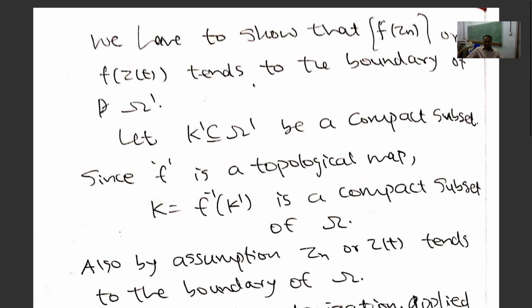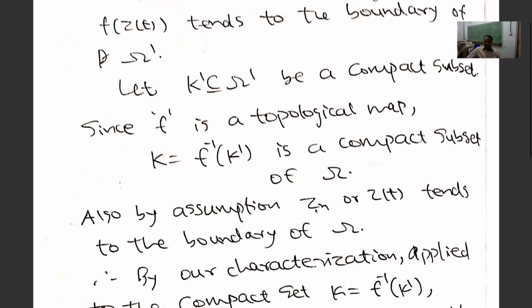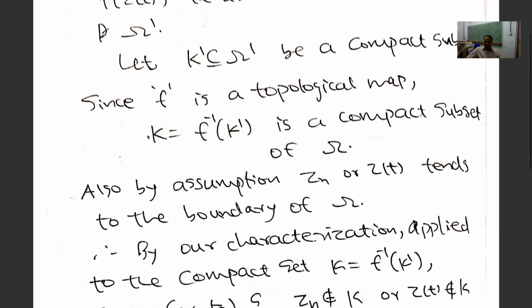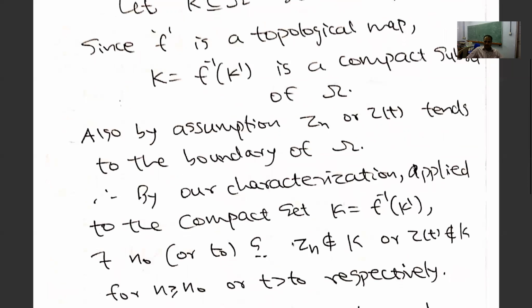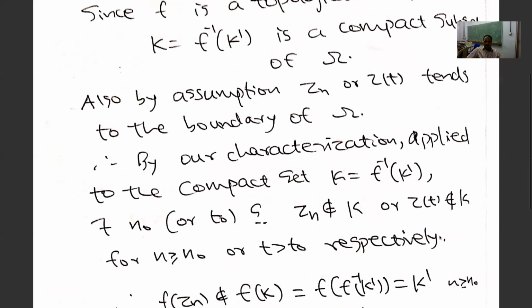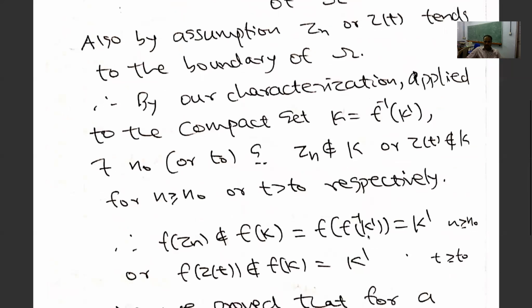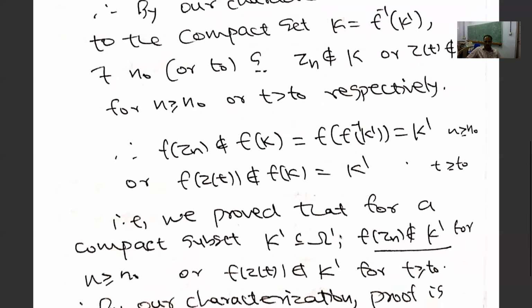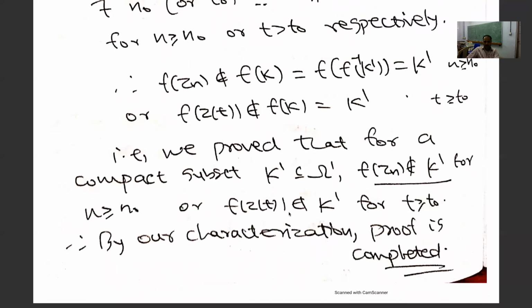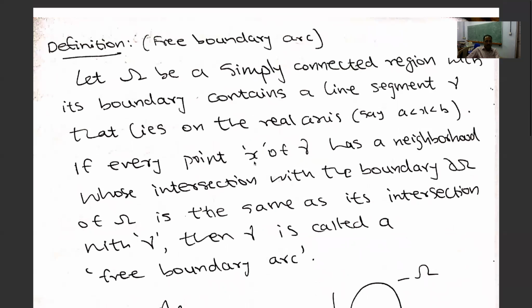So, assume that Zn tends to the boundary, or Zt tends to the boundary. We want to prove that its image also has the property. We start from a compact subset of omega prime. Let K prime, a subset of omega prime, be a compact subset. Now, f is a topological mapping, therefore its inverse image K is a compact subset of omega. And by our assumption, Zn or Zt tends to the boundary of omega, therefore it should leave this compact set. So you have a stage after which Zn is outside K and Zt is outside K. Therefore, f of Zn will be outside f of K, and so we got the proof. So we proved that under a topological mapping, this property is preserved. This is something very important which we will use later.